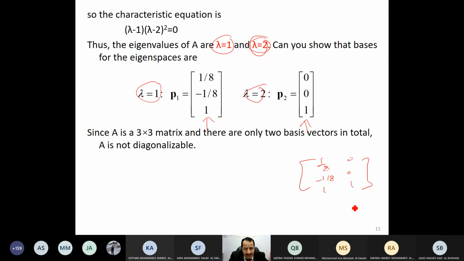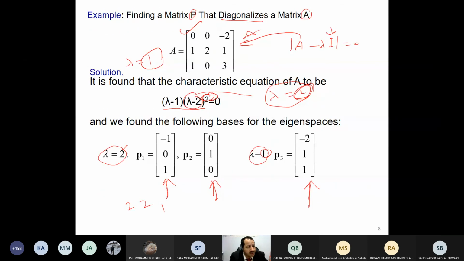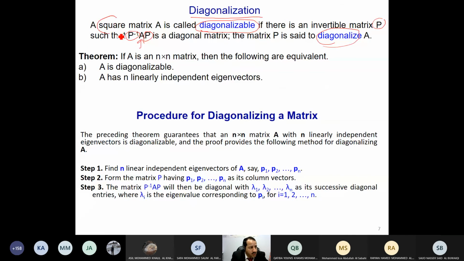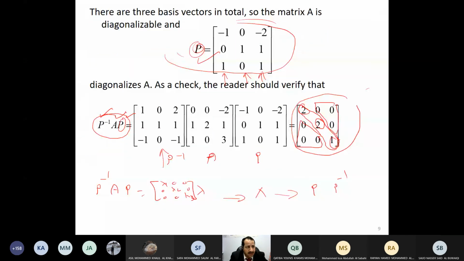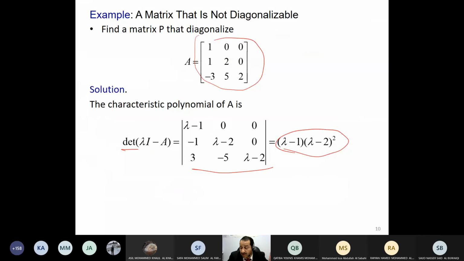0, 0, 1. Let me ask you a question. Is this matrix a square matrix or not? What do you think? Not square matrix. Excellent. It is not square. It is 3 by 2. You see here? 3 rows by 2 columns. So it is not a square matrix. But just a minute, the definition says it's supposed to be a square matrix. So I will say, okay, then this is not a diagonalizable matrix.